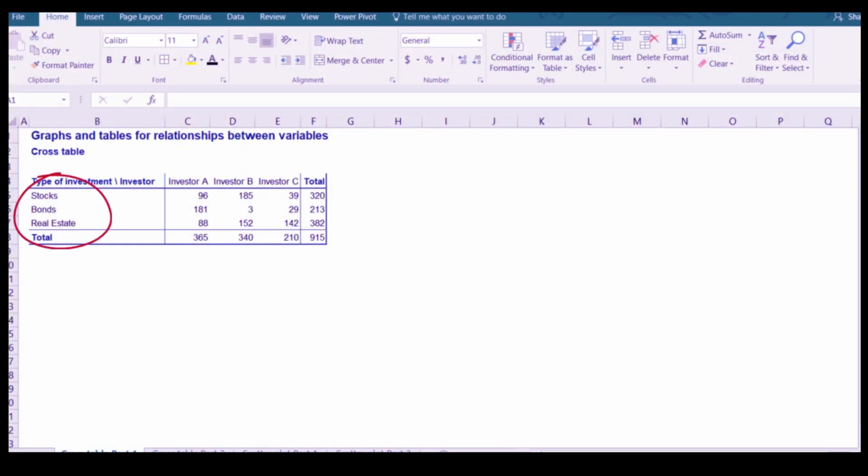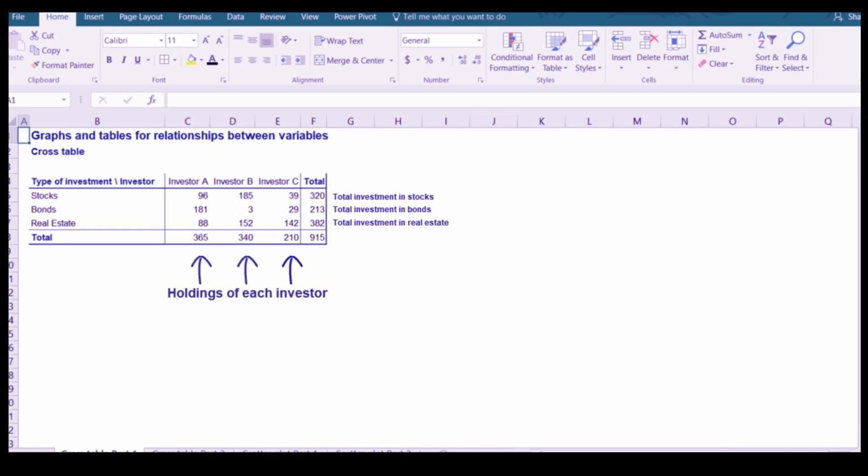You can clearly see the rows showing the type of investment that's been made and the columns with each investor's allocation. It is a good practice to calculate the totals of each row and column, as it is often useful in further analysis. Notice that the subtotals of the rows give us total investments in stocks, bonds, and real estate. On the other hand, the subtotals of the columns give us the holdings of each investor.